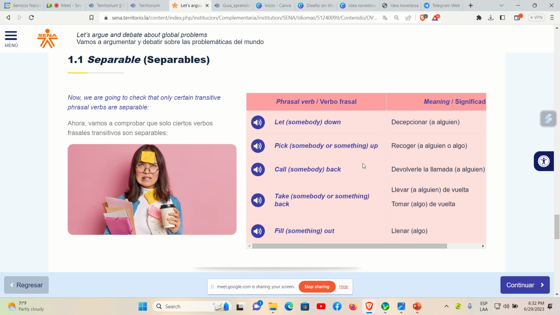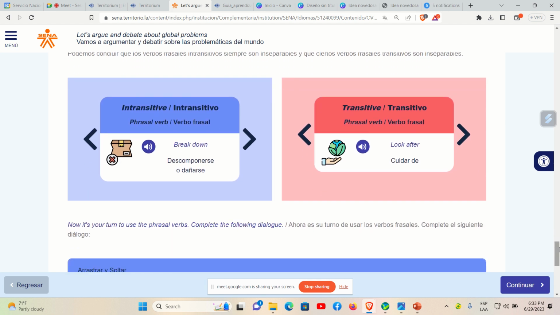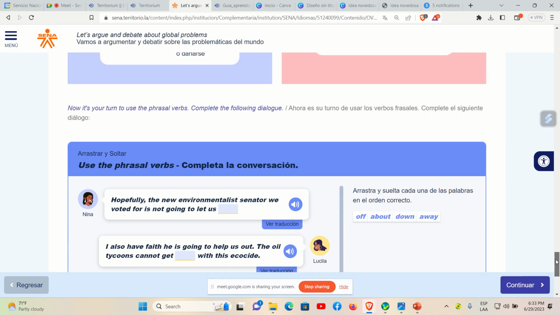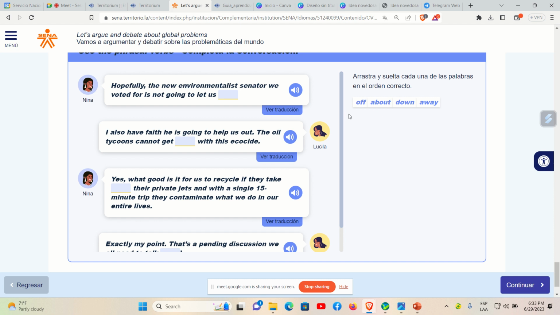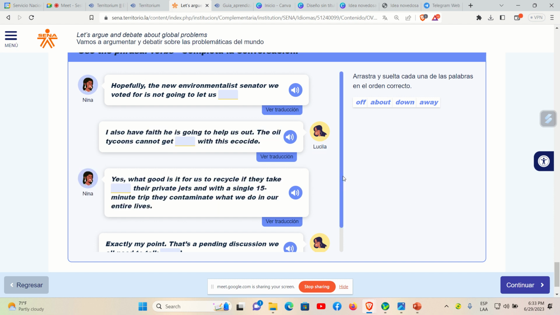Take you back, llevar a alguien de vuelta. Or I take it back, o devolver algo también. Fill out, llenar algo. Entonces, fill the form out. Entonces, llena el formulario, ¿cierto? Fill the form out. También tenemos breakdown, tenemos look after, que digamos estos son transitivos, intransitivos, que yo les decía pues que con mucha práctica, ¿cierto? Pero yo creo que veamos esto, que hagamos a ver cómo nos va, ¿ok?